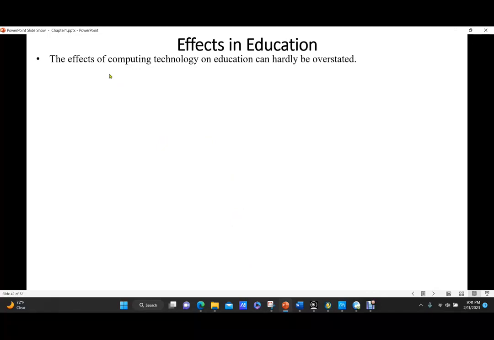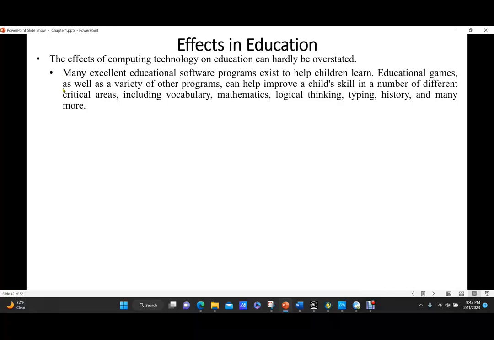The effects of computing technology on education is very hard to overstate. It's been a major effect. Many educational software programs exist to help children and adults. Educational games and a variety of other kinds of programs can help improve children's skills in a number of different critical areas: vocabulary, mathematics, logical thinking, typing, history, many more.